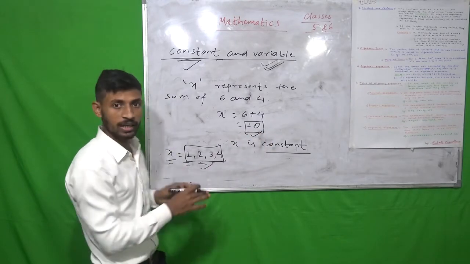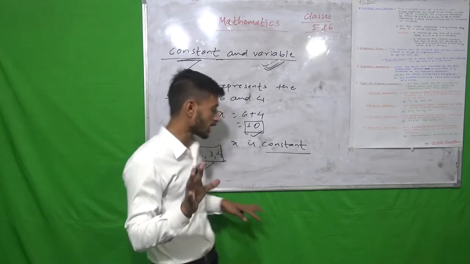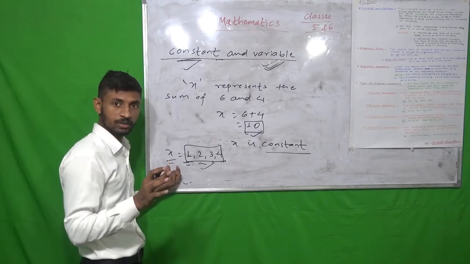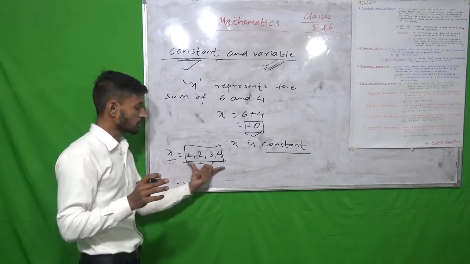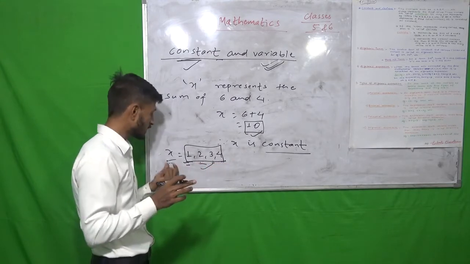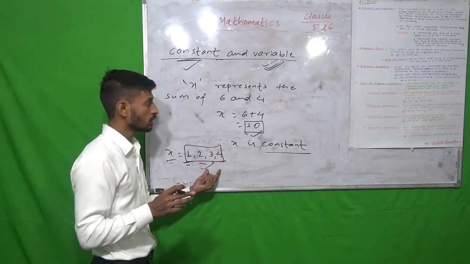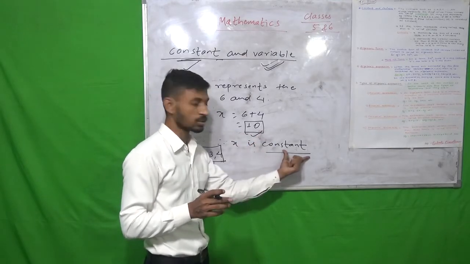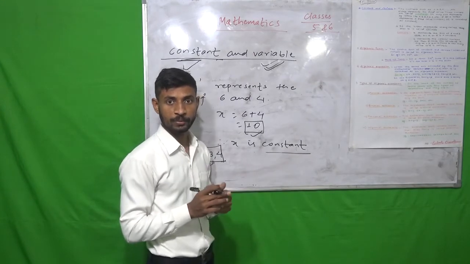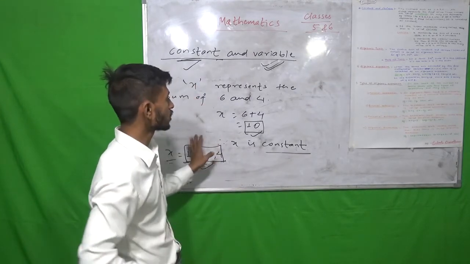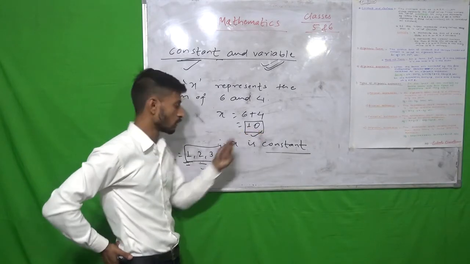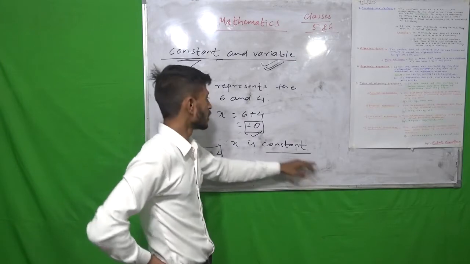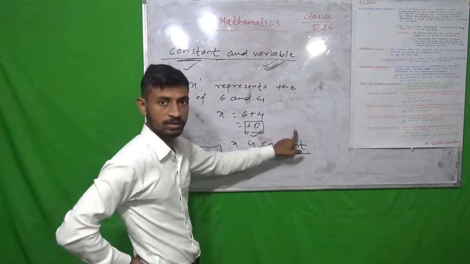So when the letter has more than one value, then that letter is called variable. When the letter has many values, then that letter is called variable. When the letter has only one value, then that letter is called constant. So for constant we use numbers. For variable we use letters like x, y, z, a, b, c, like this.